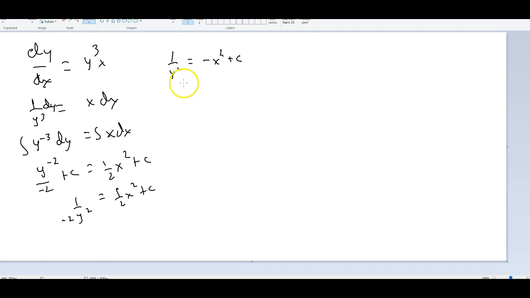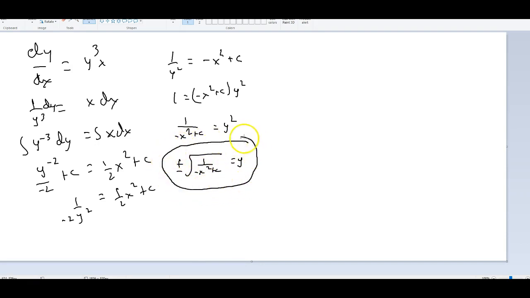Okay, so I had to get rid of y squared. I'm going to move it to the side. I get negative x squared plus c times y squared. Move it to the side. I get 1 over negative x squared plus c. That's y squared. And yes, let's finish this up with an ugly square root bar. Okay, so there's my practice problem there.